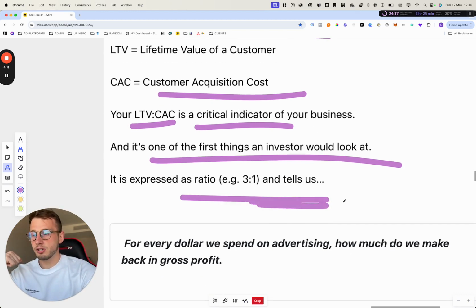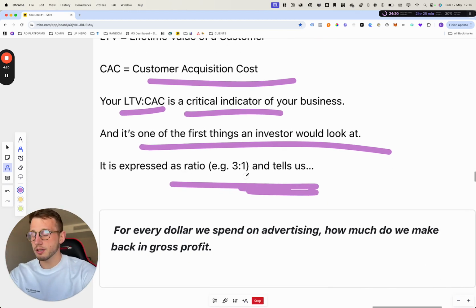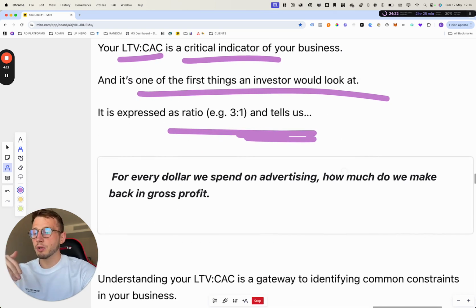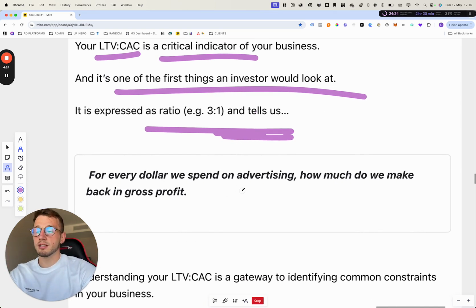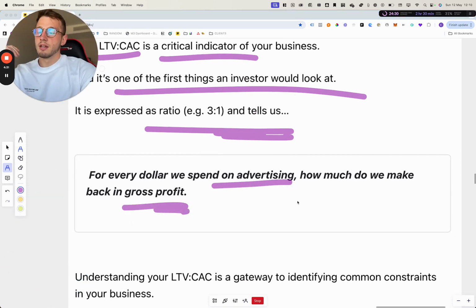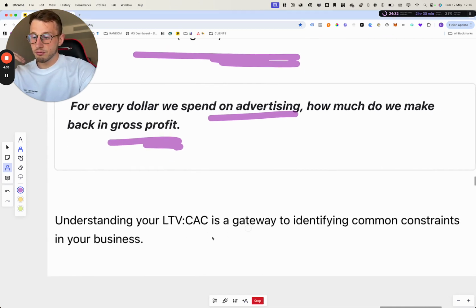And it's expressed as a ratio. So it might be like 3-to-1, 5-to-1, 6-to-1, etc. And what it shows us is, for every dollar or pound that's spent on advertising, how much do we actually make back in gross profit? And so understanding this ratio is a gateway to identifying the common constraints in your business.